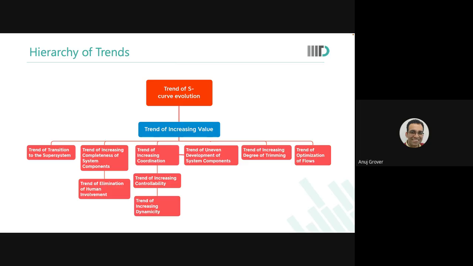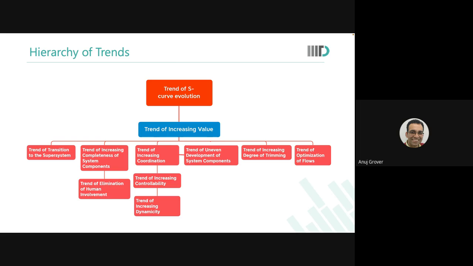Just because of trimming, you are able to increase value. That is one way to innovate. So I would say that whenever you are faced with a problem, you have 1, 2, 3, 4, 5 major ways to innovate. Major directions to think about. Oh, should I trim something? Should I transition to the super system? Should I increase the completeness of some parts? So these are the questions you have to ask to be able to find an answer. And then decide, oh, I will use this path.